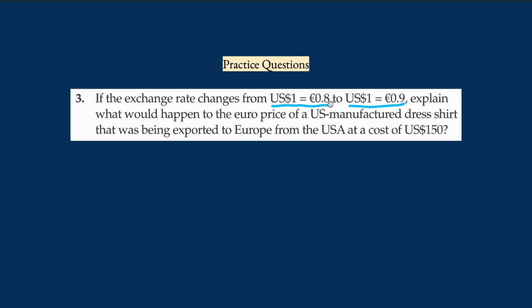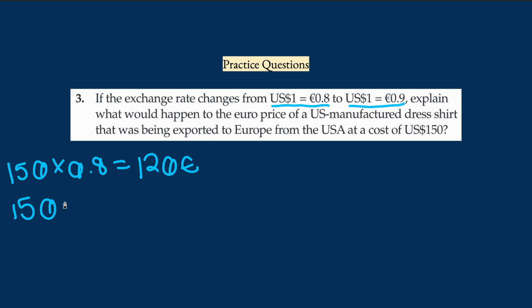As we saw before, if we multiply 0.8 times 150, using this first exchange rate, it would equal 120 euros in Europe when you import a US manufactured shirt. So that would be in euros, okay? Now with the changed exchange rate, we do the same thing, 150, but times 0.9, because that's now the new exchange rate. If we use our calculator again, 0.9 times 150 equals 135 euros to buy the same shirt, but at a different exchange rate.